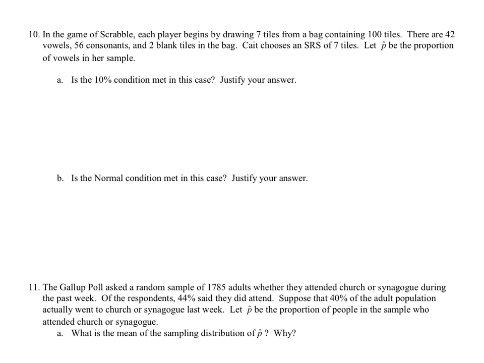All right, so let's look at number 10. In the game of Scrabble, each player begins by drawing 7 tiles from a bag containing 100 tiles. There are 42 vowels, 56 consonants, and 2 blank tiles in the bag. Kate chooses an SRS of 7 tiles. Let P hat be the proportion of vowels in her sample. Is the 10% condition met? So, remember that you take the sample size. In this case, the sample size is 7. Take that times 10, and that equals 70. So, since the population is 100, the 10% condition is met.